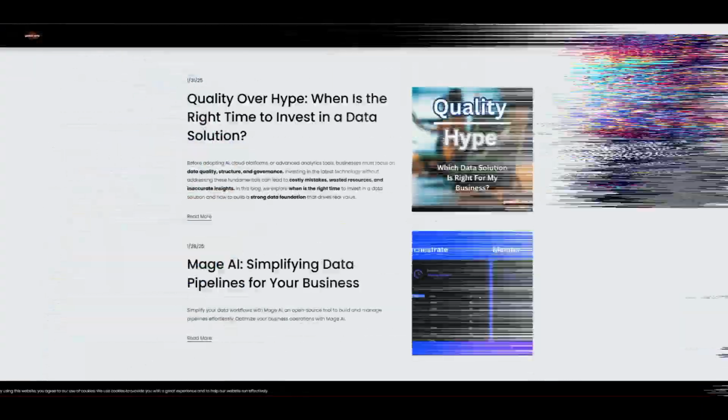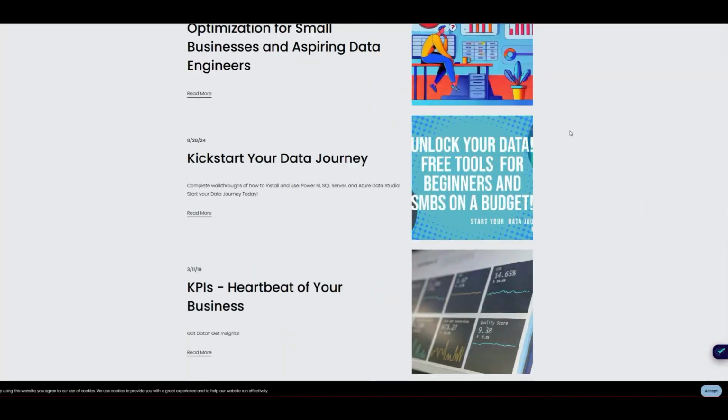Next, we're going to talk about some real-world examples and use cases around these AI tools that we've been talking about.